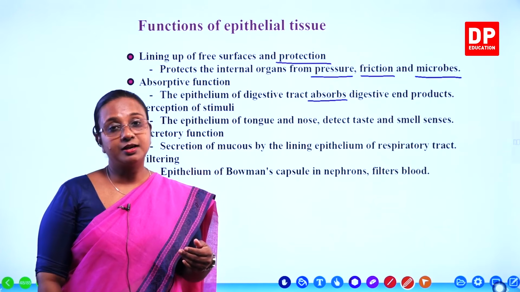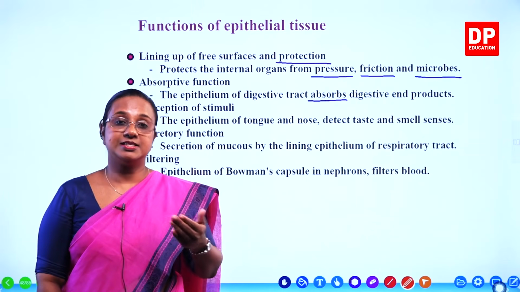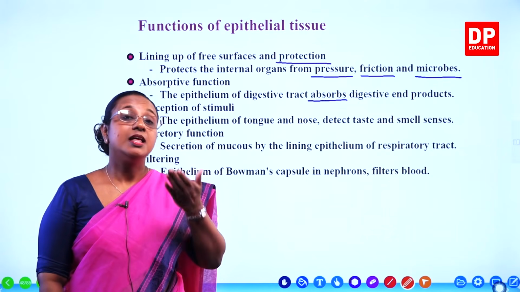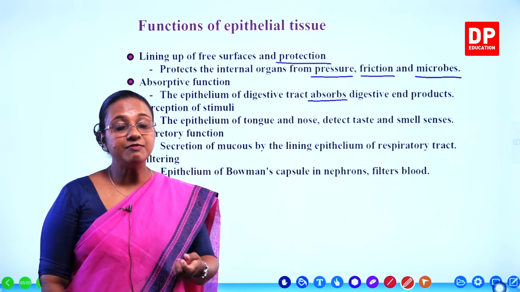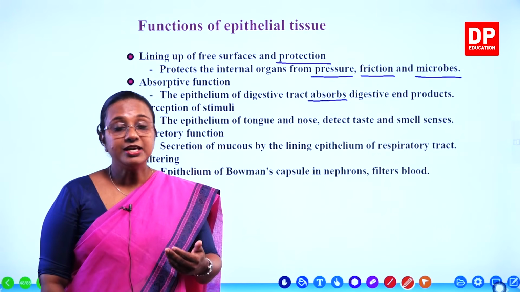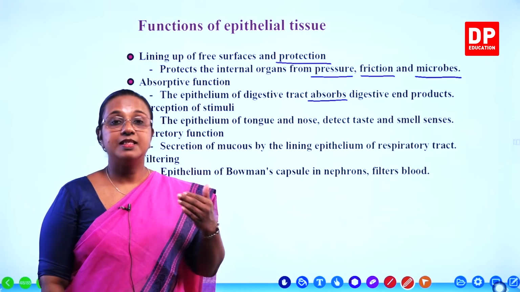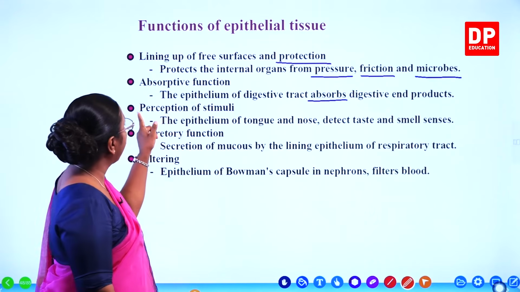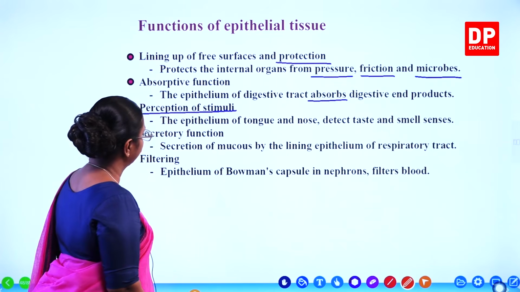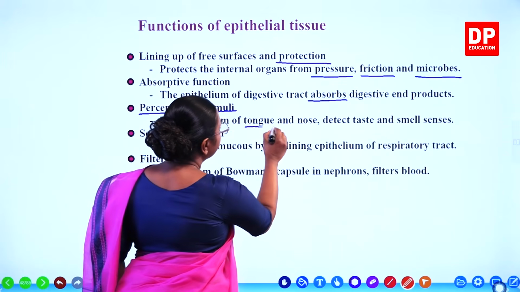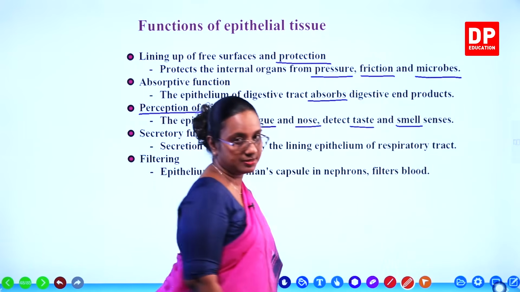Similarly, if you take your tongue, that is lined with epithelium. It can sense taste, different types of taste. The nasal cavity has epithelium that can sense or perceive smell. So likewise, there are linings in different sensory organs. The lining is epithelial tissue and that can receive stimuli, perception of stimuli. The epithelium of the tongue and nose detects taste and smell senses.